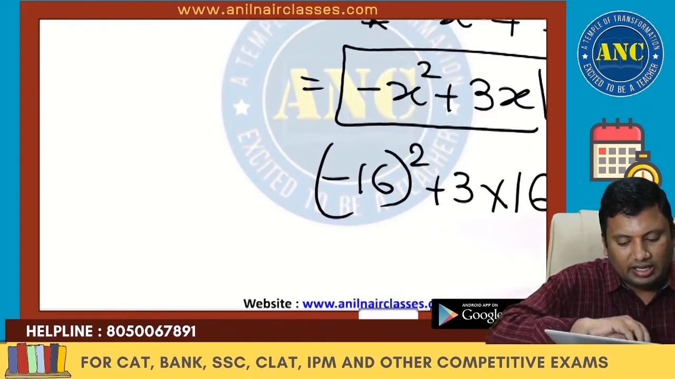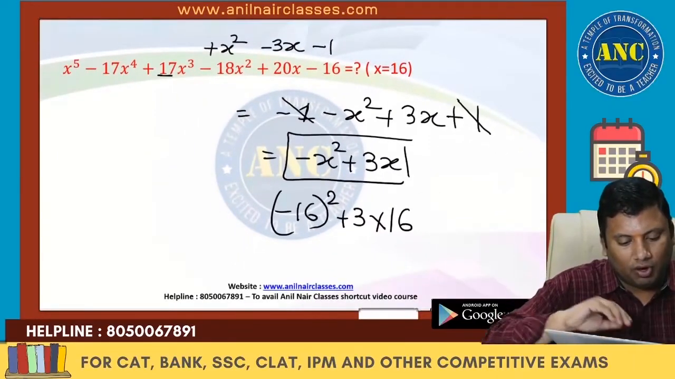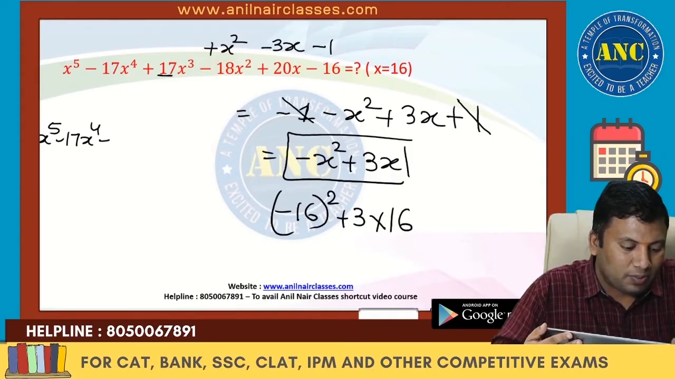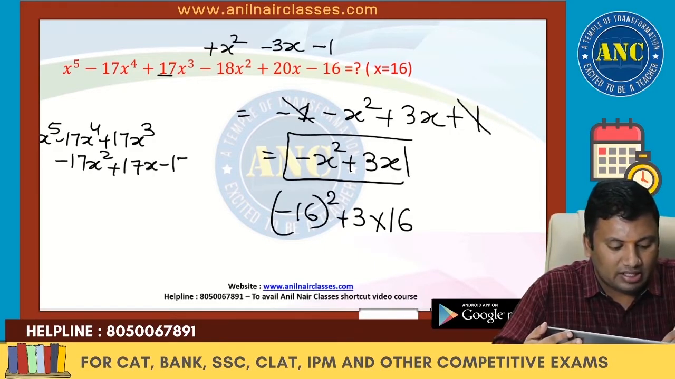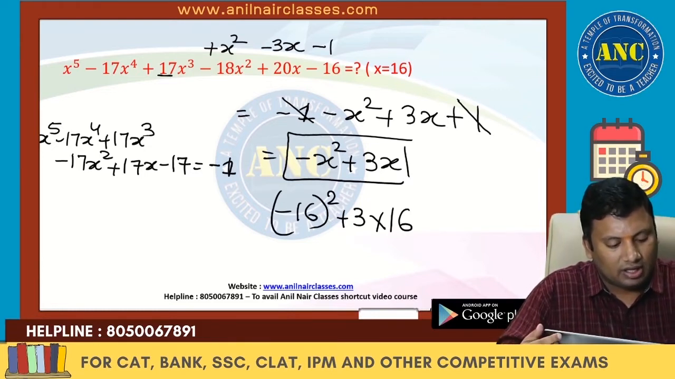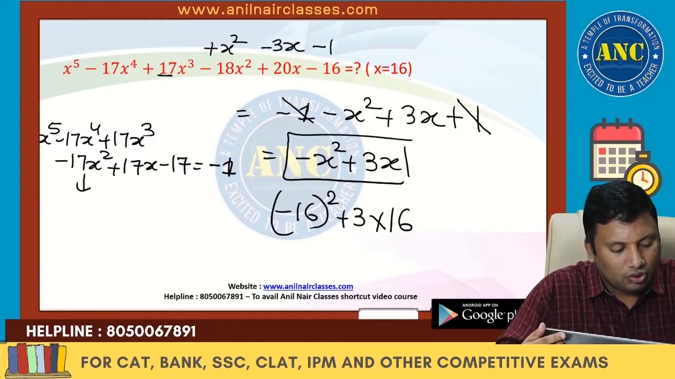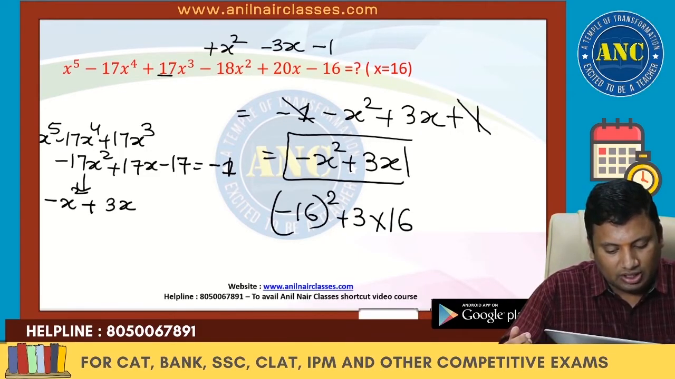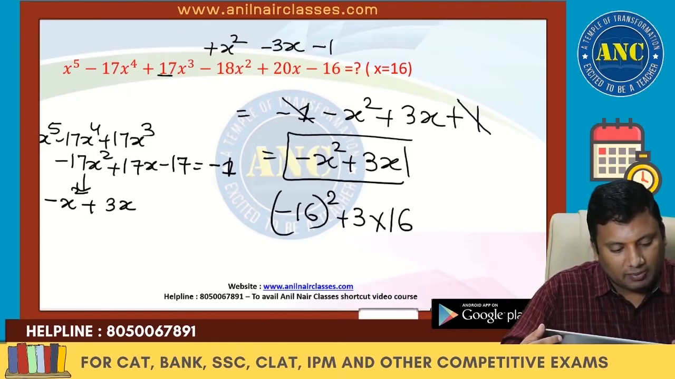If you understand it, it is very easy. Or if you want to go by the generic method, x power 5 minus 17x power 4 plus 17x cube minus 17x square plus 17x minus 17. It is nothing but minus 1. It is nothing but minus 1. So here, to this value I am adding minus x square, and here I am adding plus 3x. Am I right? Plus 3x I am adding, and plus 1 I am adding.